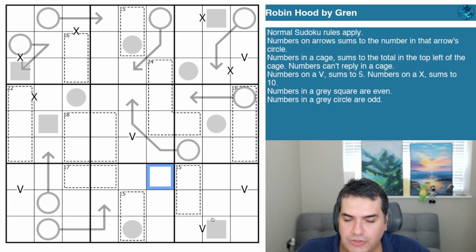So Gren feels that there are plenty of rules and clues in here, and so many constraints, that we should be able to solve this with 0 digits in the grid.